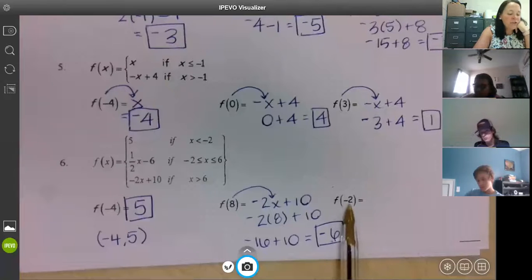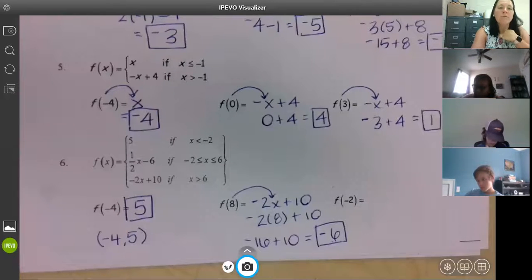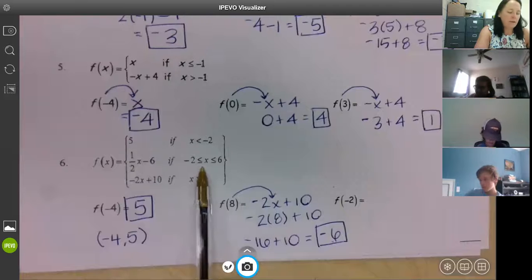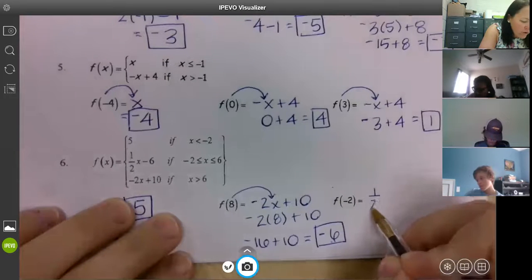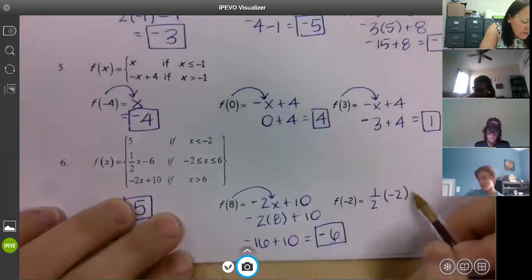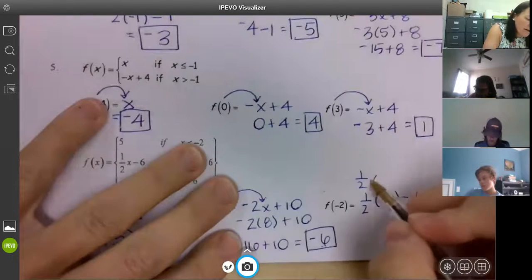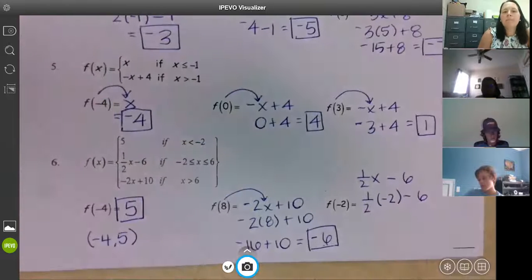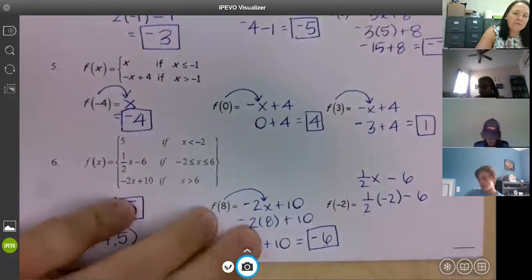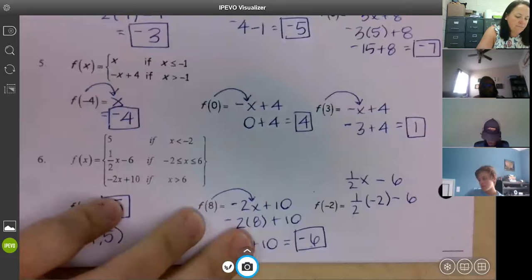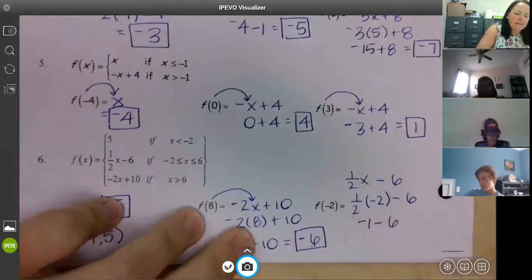What about f of -2? Which one does it fall into? First one, second one, or third one? Second. Why the second one? It's equal to it. Yep, -2 is equal to x. So we're going to use the function 1/2 x minus 6, times -2 minus 6. What's half of -2? -1. -1 minus 6 is -7.